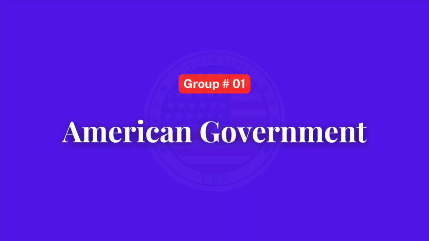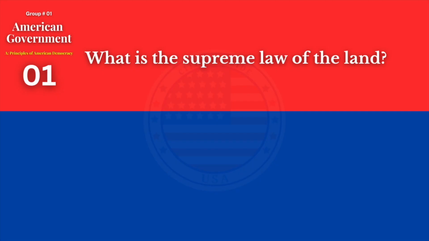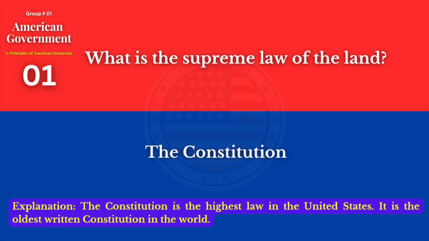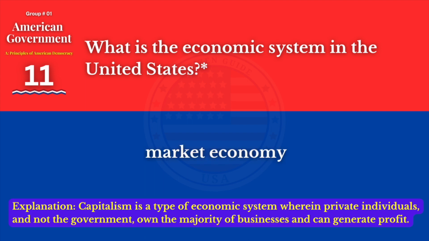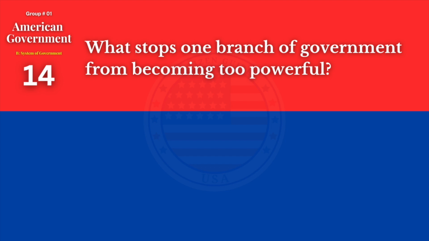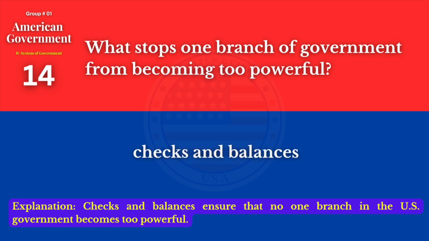Group 1. American government. What is the supreme law of the land? The Constitution. What is the economic system in the United States? Market economy. What stops one branch of government from becoming too powerful? Checks and balances.